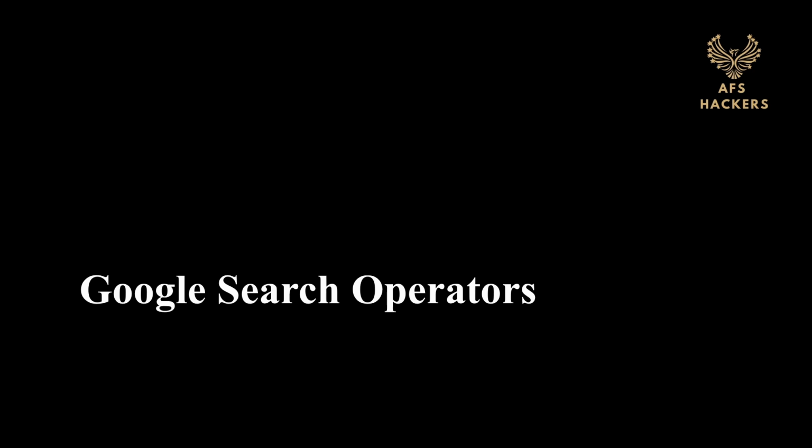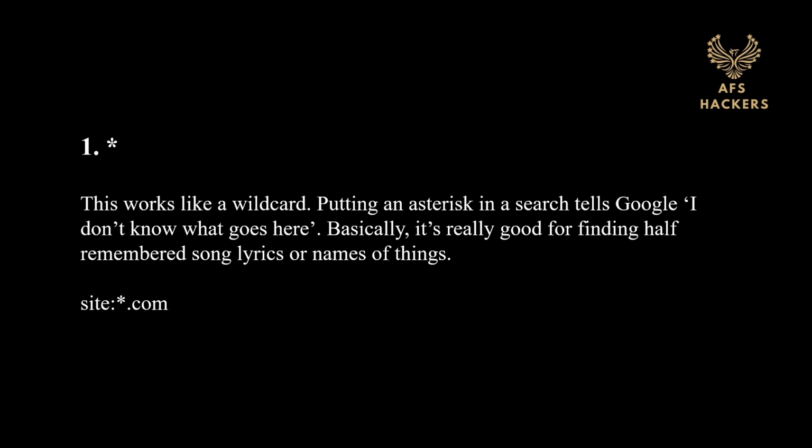Operators are really helpful. The first one is asterisk. Basically this works like a wildcard. Putting an asterisk in a search tells Google, I don't know what goes here. It's really good for finding half remembered song lyrics or names of things. So for example, site:*asterisk.com. So it will give you the top level domain.